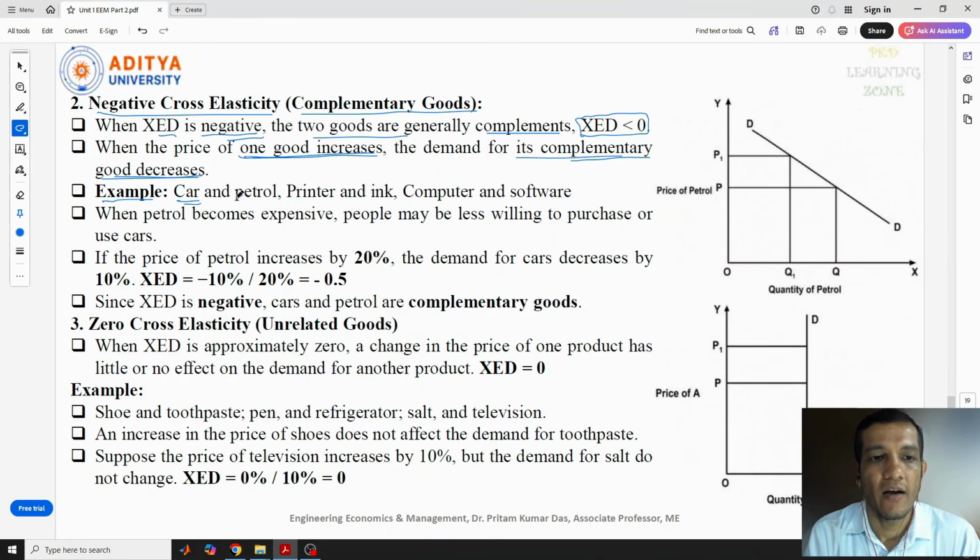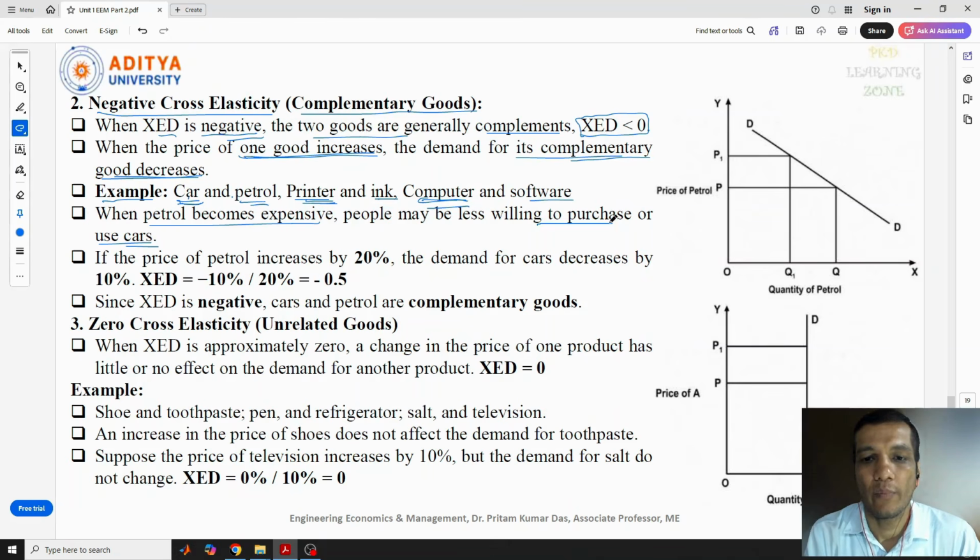Examples are car and petrol, and printer, ink, and computer software. These are related goods, you can say complementary goods. Petrol or diesel is required for the car, ink is required for the printer, and software is required for the computer. So when the price of petrol increases, people may purchase or use fewer cars.